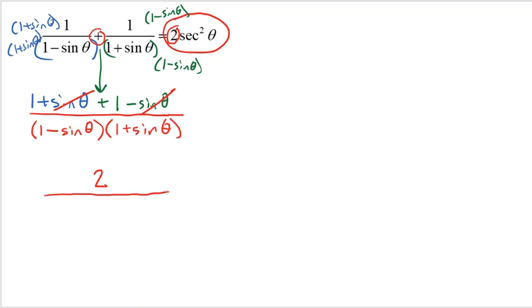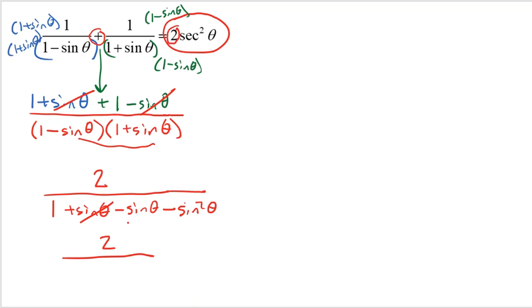Now, what about that denominator? Well, let's see here. Let's multiply it out. 1 times 1 is 1. Outside is a positive sine of theta. Inside's a negative sine theta. Yep, those are going to cancel. And lastly, negative sine times positive sine is negative sine squared. So my numerator stays 2, but in the denominator, the positive sine and the negative sine are going to reduce to a 0, and I'm left with 1 minus sine squared.